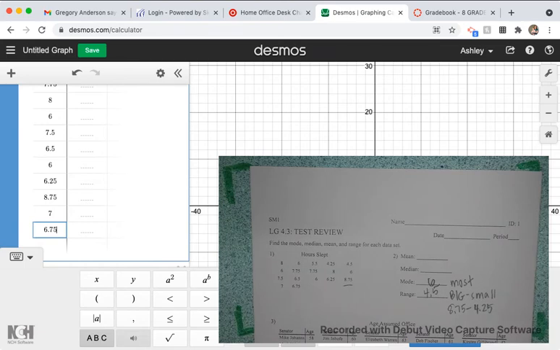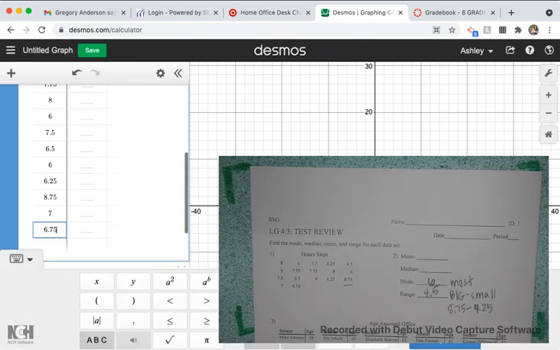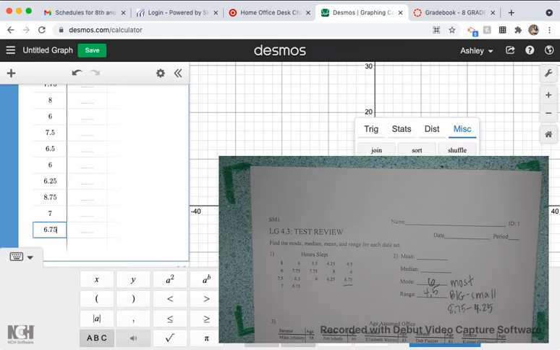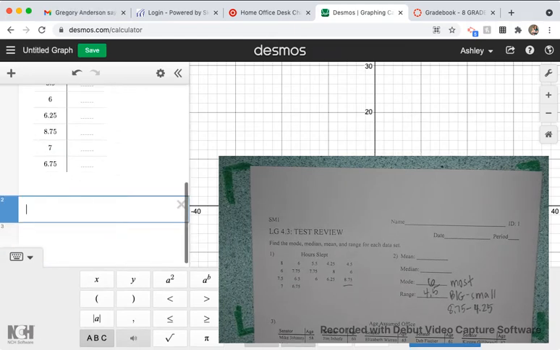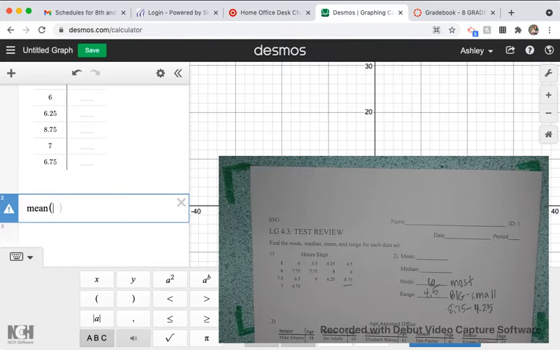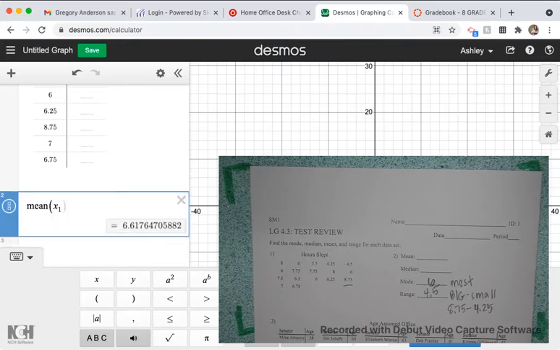And then the median we're going to get on Desmos, so we make sure that we have this keyboard showing, and then it's functions, oops, I'm sorry, I forgot to click the next box. Click the next box. Functions, we want to go to stats, and we are going to click on mean. And then the title of our data was x1, so that's what we type. And we have a mean of 6.17.